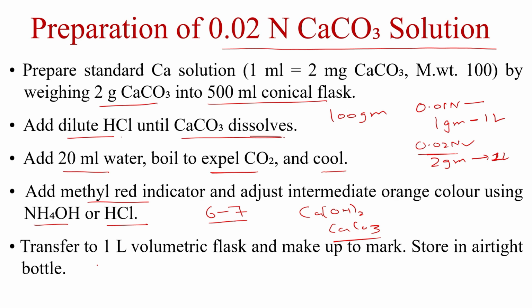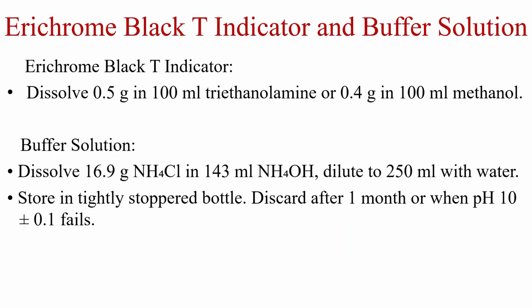Transfer to a 1 liter volumetric flask and make up to the mark. Store in an airtight bottle. Okay, so this is how we are preparing the 0.02 normal calcium carbonate solution. Now, how to standardize it using this?